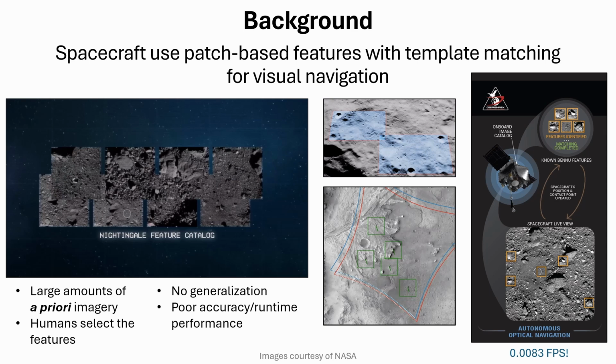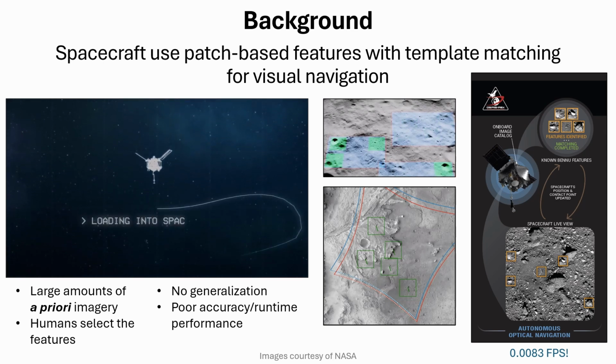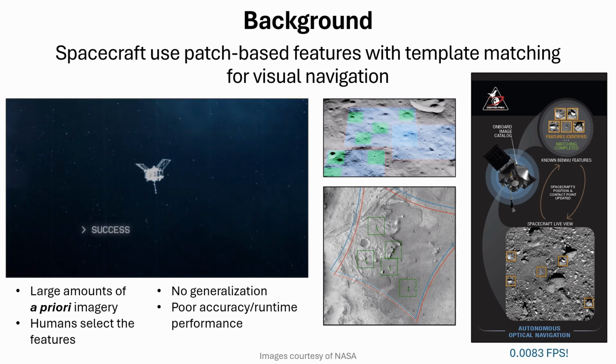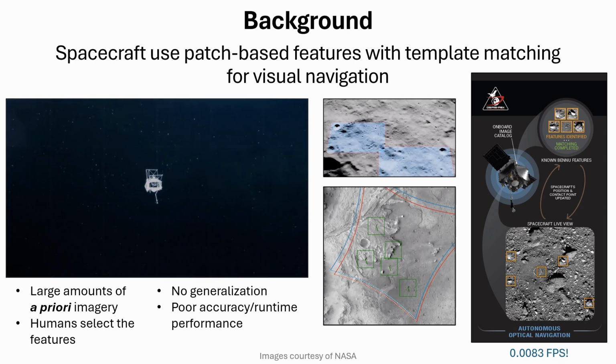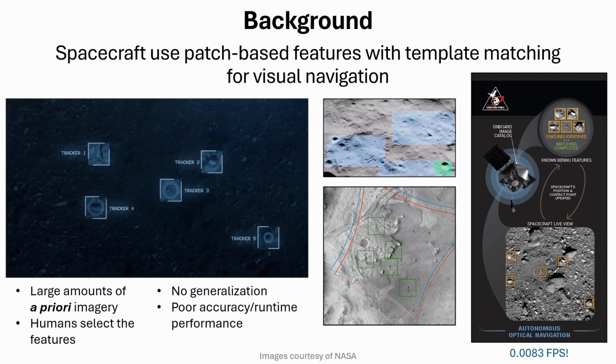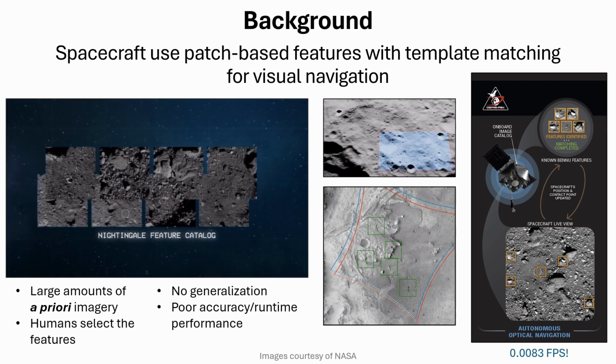Spacecraft that maneuver within close proximity to planets, moons, and asteroids leverage the visual tracking of surface features, called landmarks, to perform terrain-relative navigation. The current state-of-the-art is traditional template matching and correlation techniques to landmarks that are crafted offline by human ground operators before any navigation can begin.